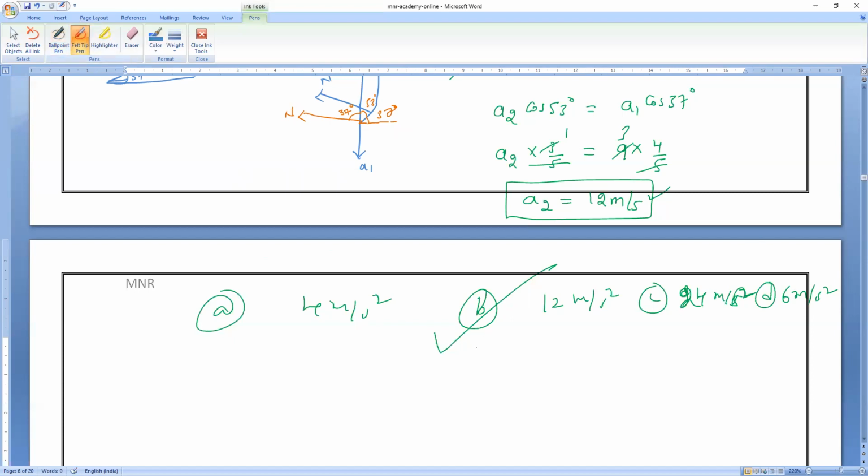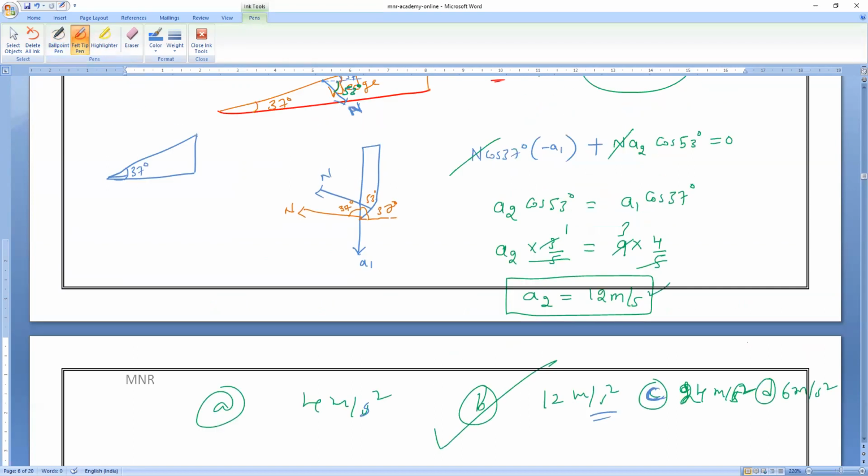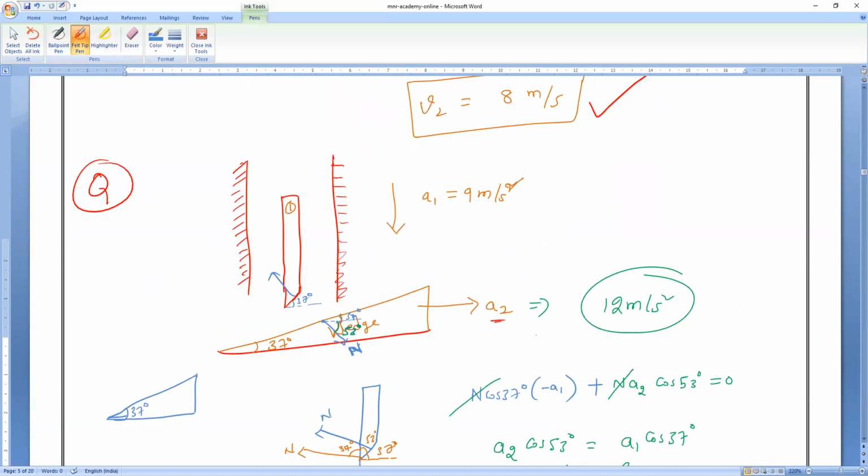Where did I miss it? A2 is equal to 12 meter per second square. That's all. Am I right? Did I miss anything? What happened, brothers? Did I make any mistake? But here you remember. Tell me, Rudra.